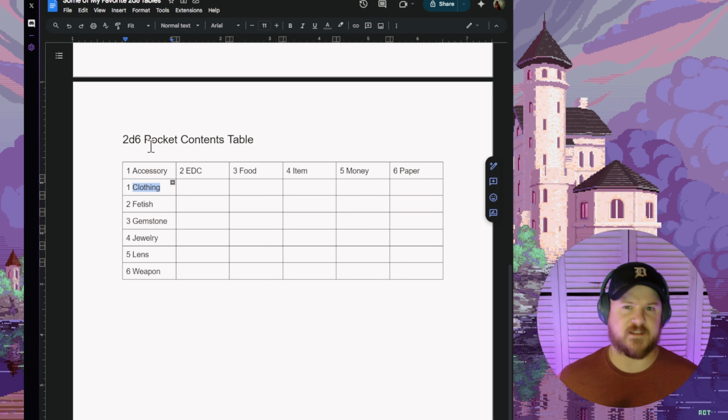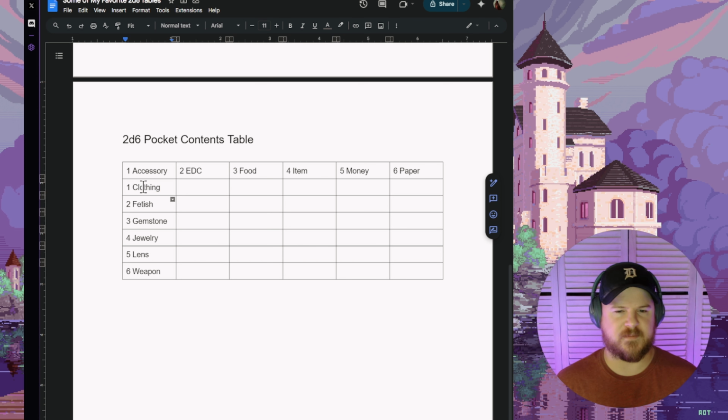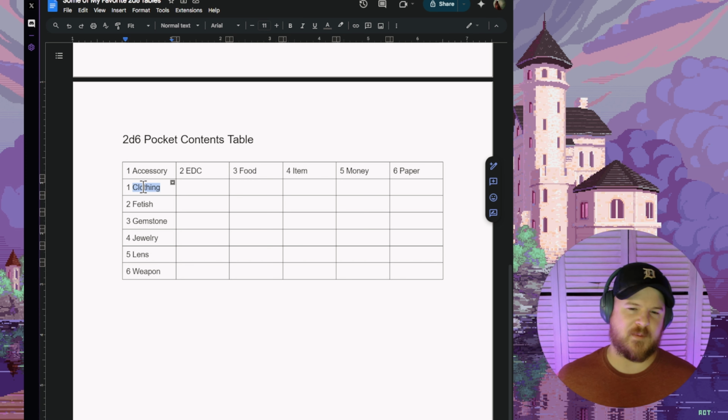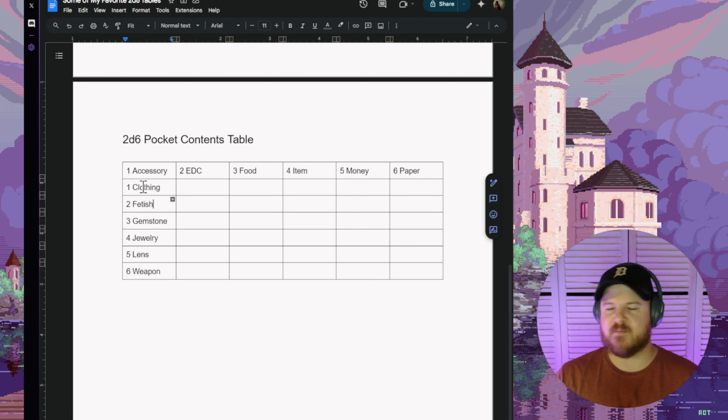Pocket contents is one of the things that can come up. So you find a tattered scarf, or maybe it's a tattered scarf that's covered in pollen, and maybe that's telegraphing a hazardous pollen or mold or something of that nature deeper within the dungeon somewhere. Fetish, they might have some sort of religious symbol with them, whether that's an amulet, or maybe a good luck token, something of that nature.